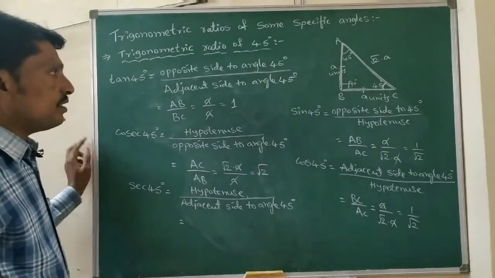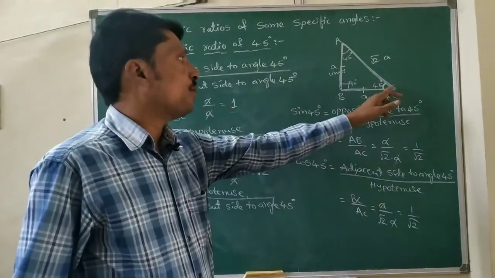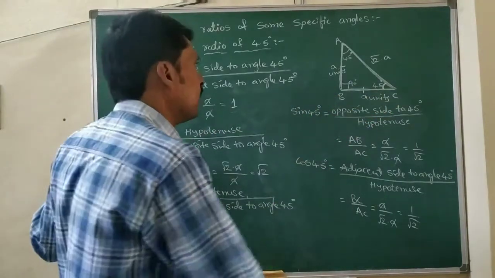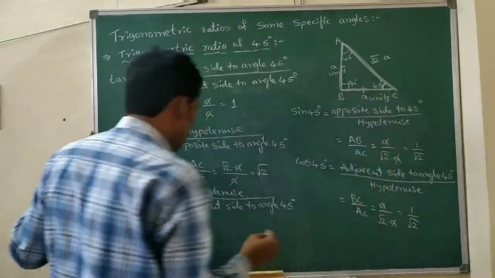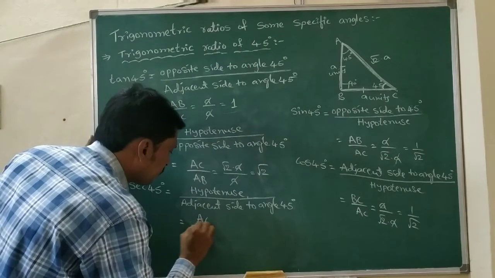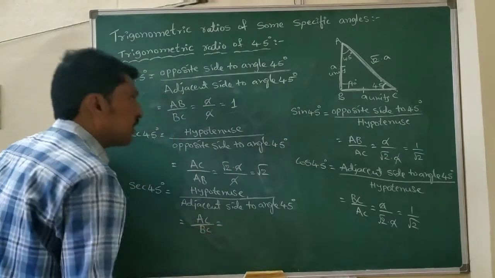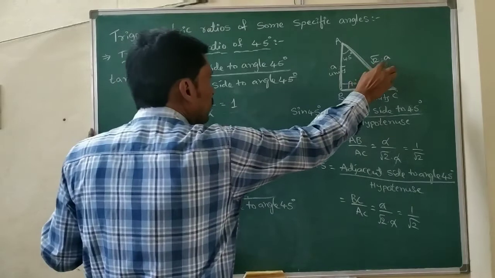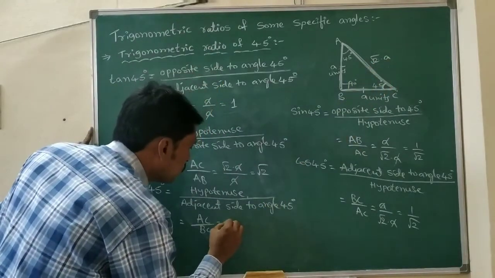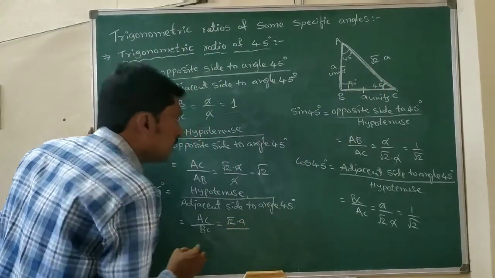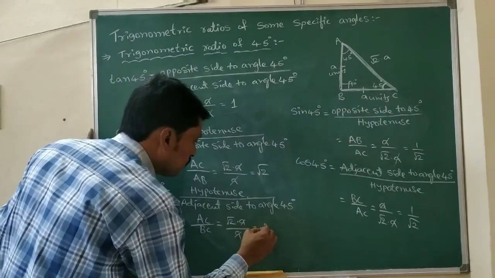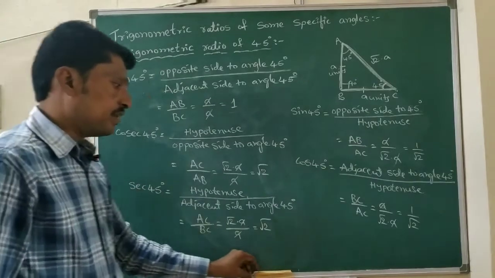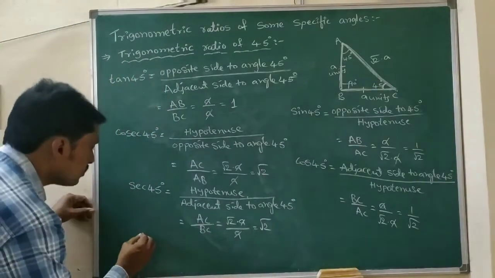So what is the hypotenuse in this figure with respect to angle C? The hypotenuse is AC and the adjacent side is BC, so AC by BC. The length of AC is root 2 into A, and BC is A. The A gets cancelled, so that is root 2. Next one is cot.